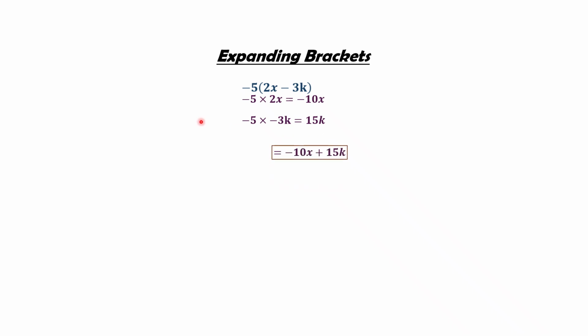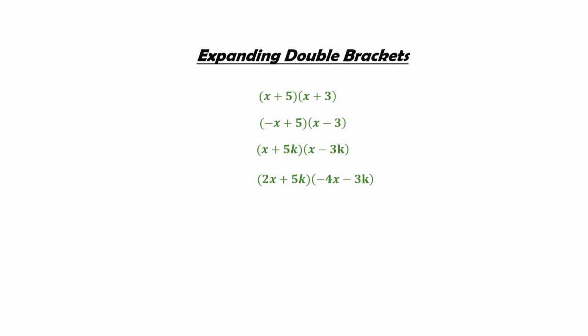This one here. So, we'll do the same thing. Negative 5 times 2 and negative 5 times negative 3k. So, 5 times 2 is 10, so negative 5 times 2 is negative 10x. And then we'll do negative 5 times negative 3k. Negative times negative makes positive, so we'll just do 5 times 3, which is 15, and then bring this k, so it's 15k. So your answer is negative 10x plus 15k. And that's it for the one bracket.